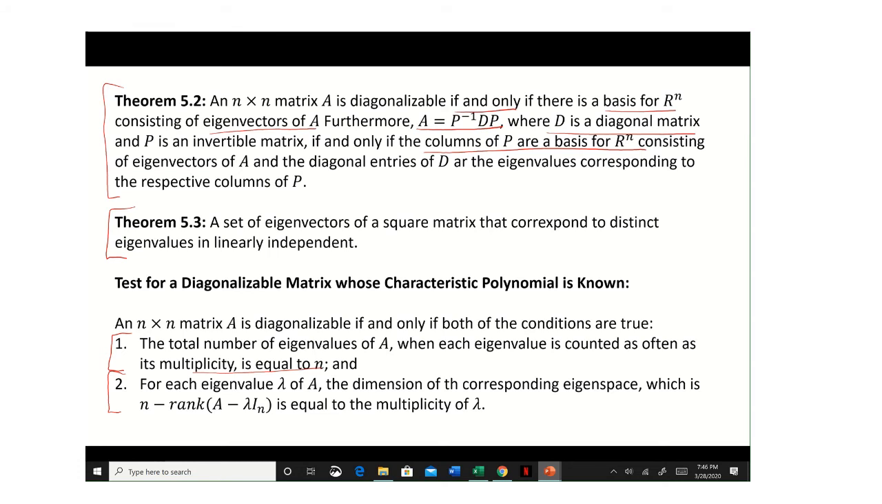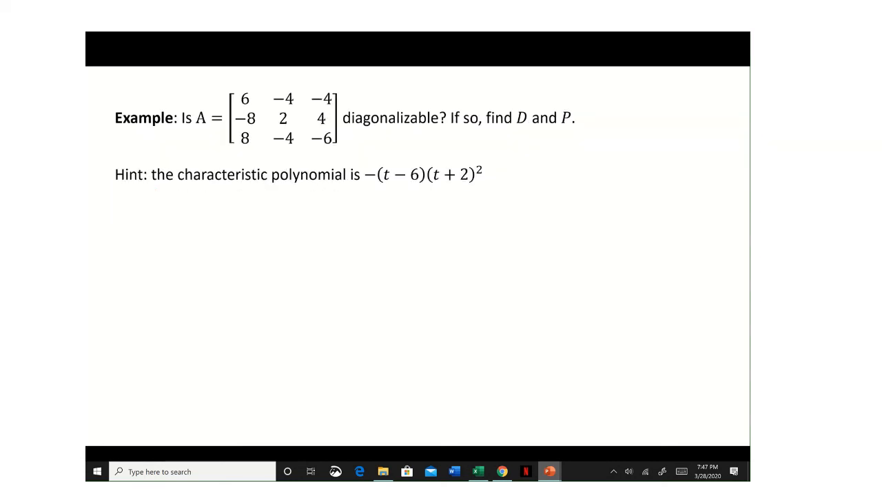The dimension of your eigenspace has to be equal to the multiplicity, and all of those multiplicities have to add up to the number of rows in your matrix. So let's finish this off by looking at a couple more examples. Here I'm going to give you the characteristic polynomial just to make it a little bit easier. Is this diagonalizable? If so, let's find D and P.